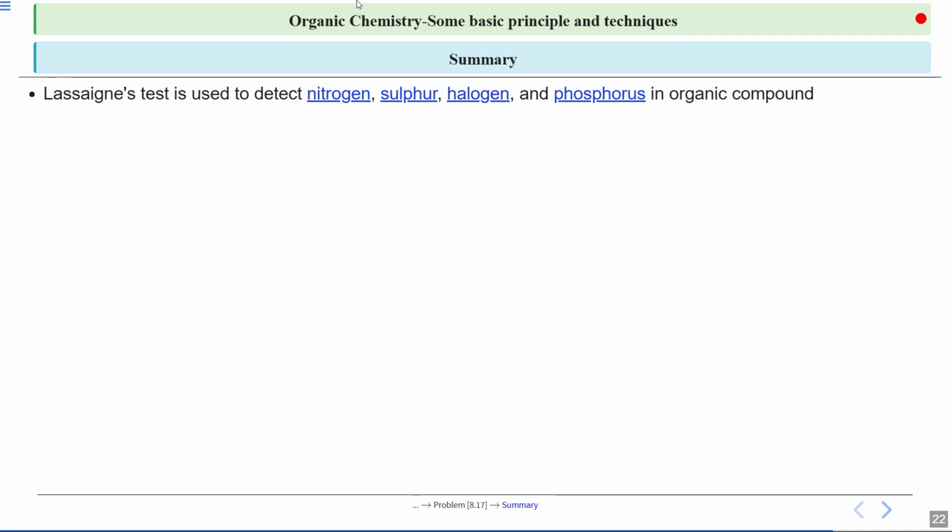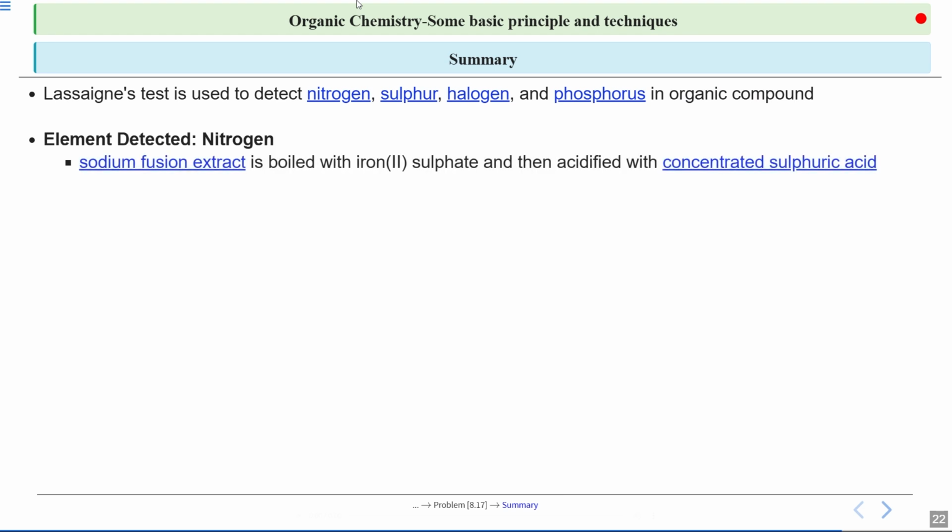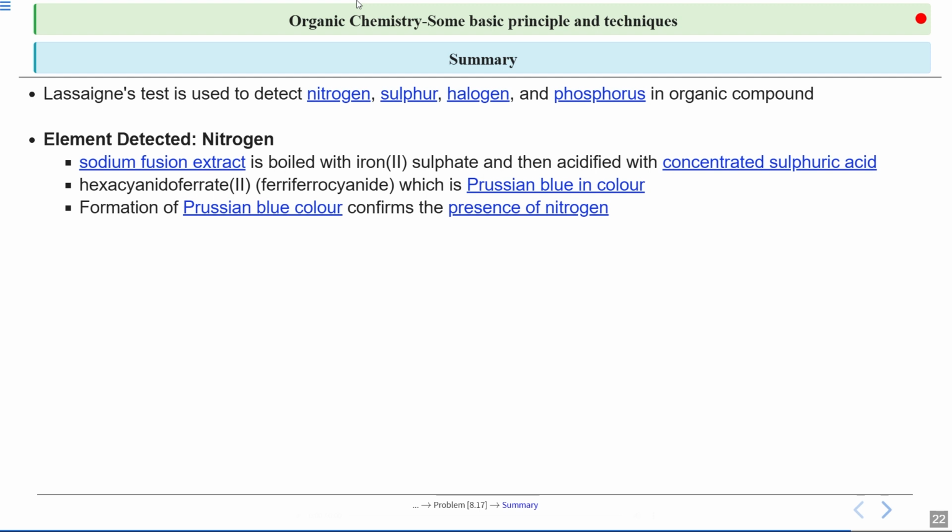Next, we have the Lassaigne's test, which is used for the detection of nitrogen, sulfur, halogen, and phosphorus in a given organic compound. If I talk about nitrogen's detection, here we boil the sodium fusion extract along with iron(II) sulfate, and then we acidify it with concentrated sulfuric acid. In that process, ferric ferrocyanide, which is Prussian blue in color, is formed, and it is a clear indicator that a compound contains nitrogen. The formation of Prussian blue color confirms that nitrogen is present in your given organic compound.